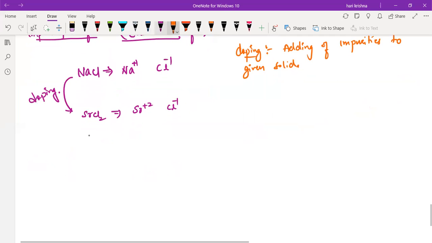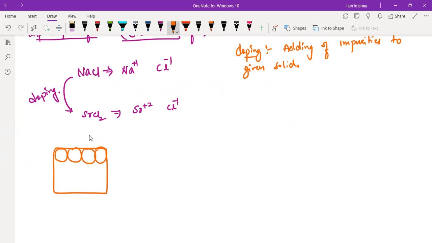Now, suppose you are taking the crystal like this. Are you understanding why I'm drawing all these things? Is it clear or not? Yes. +1 means the Na atom, and -1 means the Cl minus atoms. These are the NaCl crystal we have taken here.